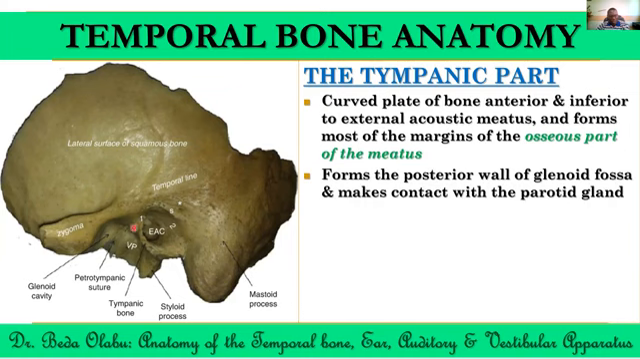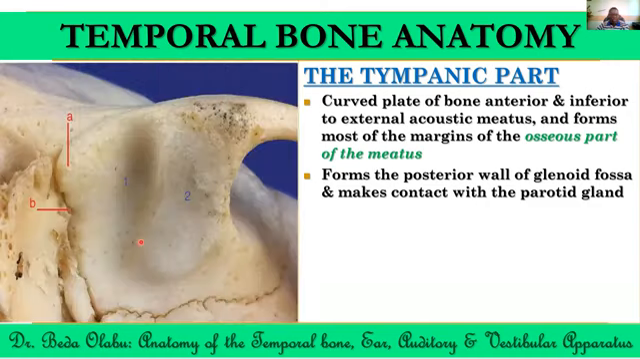It also forms the posterior wall of the glenoid fossa, as you can see, together with the postglenoid tubercle. So it also constitutes part of the posterior wall of the glenoid cavity. The parotid gland sometimes also rests on that particular bone, which forms part of the bones in the base of the parotid gland. This image shows you the tympanic bone here, which is forming part of the posterior wall of the glenoid fossa, as you can see. Remember, this is the postglenoid tubercle, but now this is the tympanic bone.